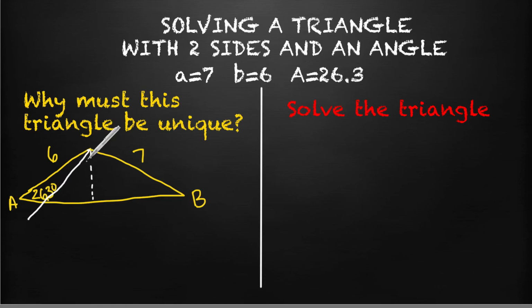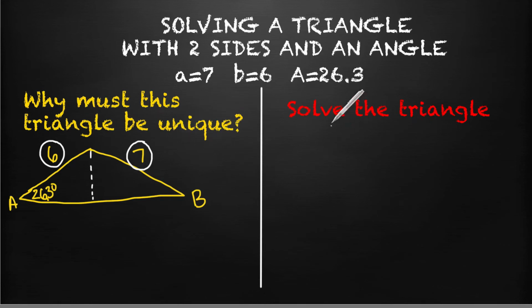And so there's only one way to draw this triangle with this information, because we can't take this longer side of 7 and swing it out to the right and swing it out to the left. So when the side across from the angle is bigger than the side that you are not provided the angle for, then that's going to be a unique triangle. There will only be one way for you to draw that particular triangle.